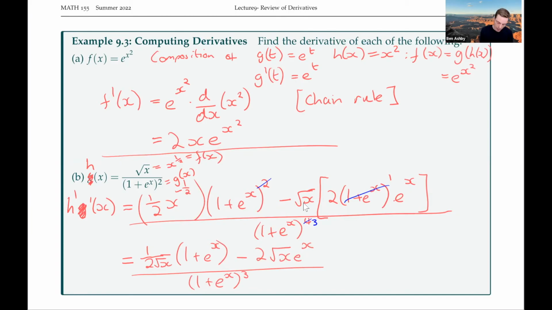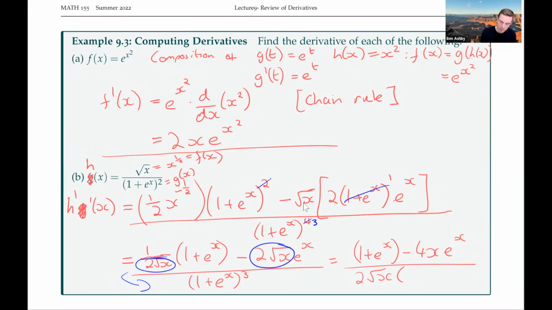Like I said, we can take out this factor here of 1 over 2 root x and put that on the bottom, which means we need to multiply this term here by 2 root x in order to make things balanced. So when we do that, we're now going to have 1 plus e to the x here, minus, well, we multiply this second term, 2 root x, by 2 root x, so that's going to give me 4x. And then we've got our e to the x divided by, well, we've pulled out this 2 root x, so that 2 root x goes on the bottom here now. And we're going to have 1 plus e to the x cubed.